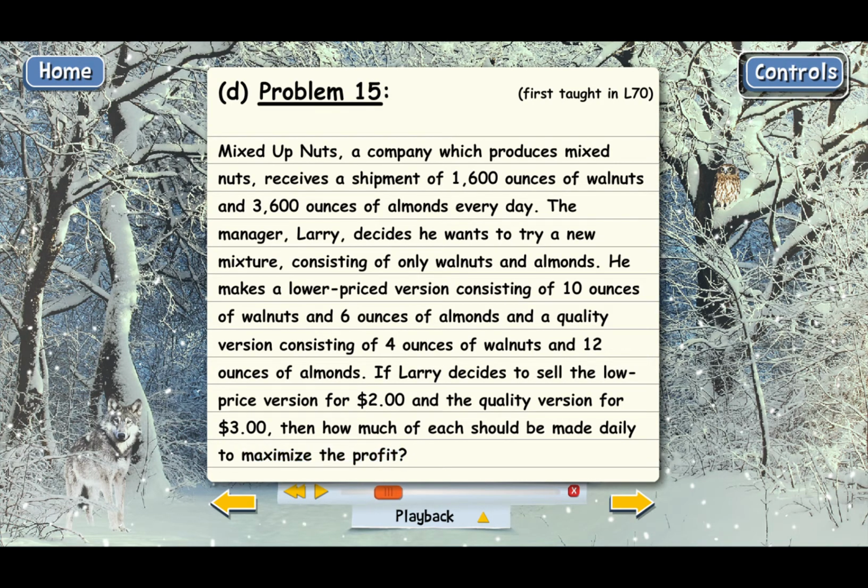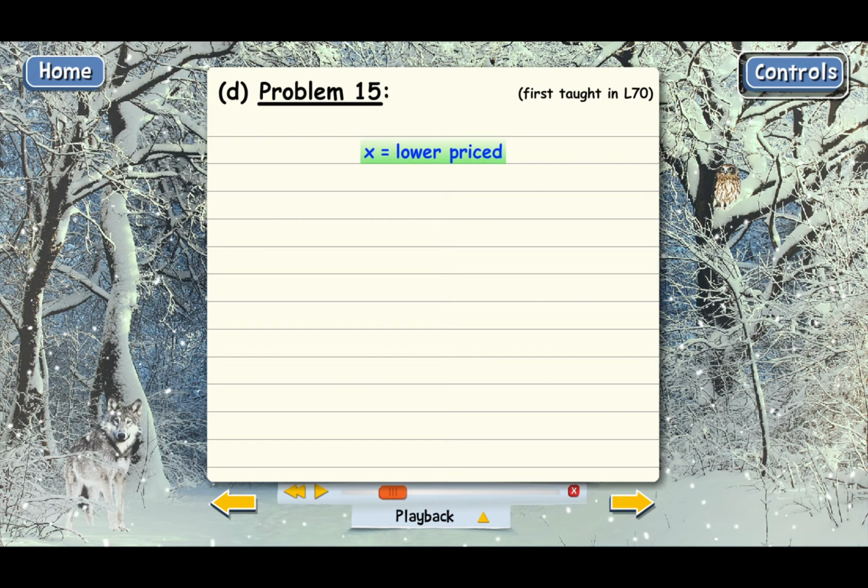And the first thing we need to do is assign variables to values. But if you read on in the next sentence, that's already been done for us. It tells us that x stands for the amount of the lower priced mixture, and y stands for the amount of the quality mixture. Now we need to start writing inequalities to make a system that we can use to maximize the profit for this company.